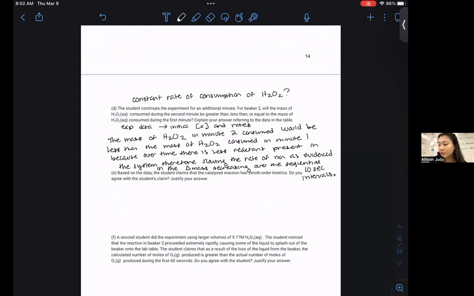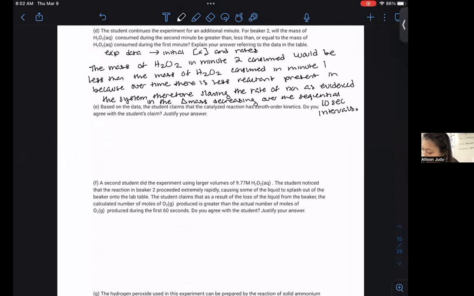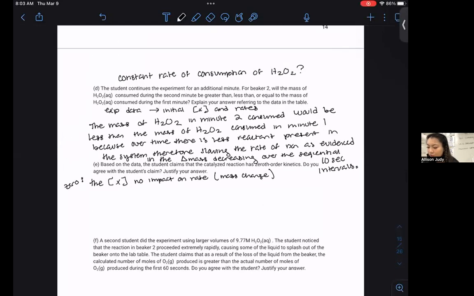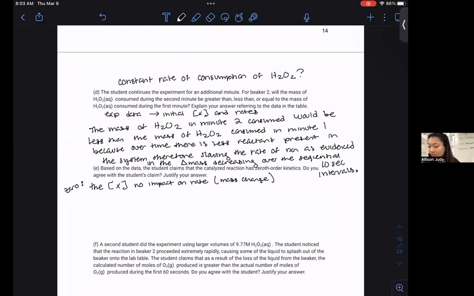Notice here, they do want you to use the data to back up your concept, okay? So based on the data, the student claims that the catalyzed reaction has 0 order kinetics. Do you agree? So remember, for 0 order kinetics, that would mean that the concentration of your reactant has no impact on rate. And for us, how are we finding the rate? Our rate is indicated through mass change in this problem. We are examining the rate by tracking the change in mass of our beaker, okay? For a 0 order, this would have to be true. But we notice that the rate is changing, or the mass change is changing, we're getting smaller and smaller increments of mass change as the concentration of H2O2 is decreasing.